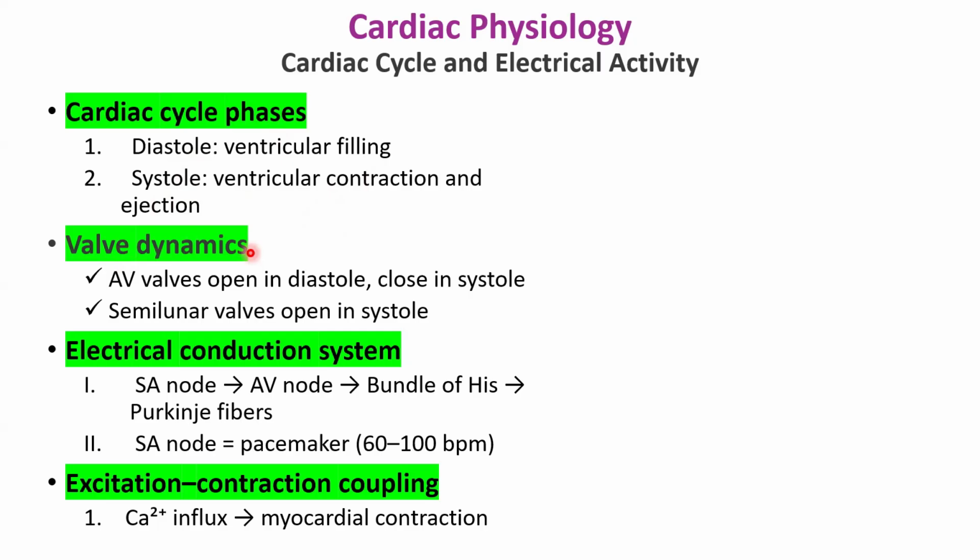Definitely we have valve dynamics. Valve dynamics means the valves will open and close. They will open because you want blood to get into the ventricles. So the valves will open in diastole because you want the ventricles to get blood. Once the ventricles are full, you want to contract and you want to prevent the blood in the ventricles from going back to the atrium. So you have to close the tricuspid and mitral valves.